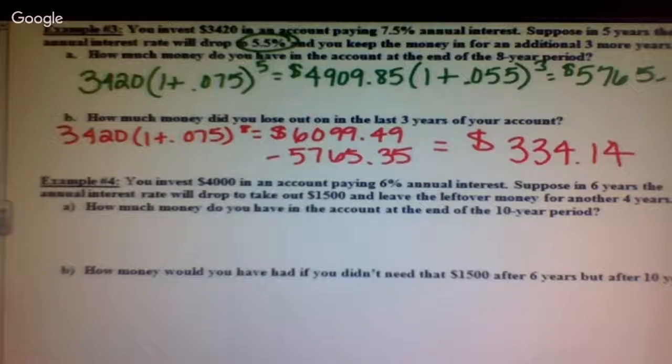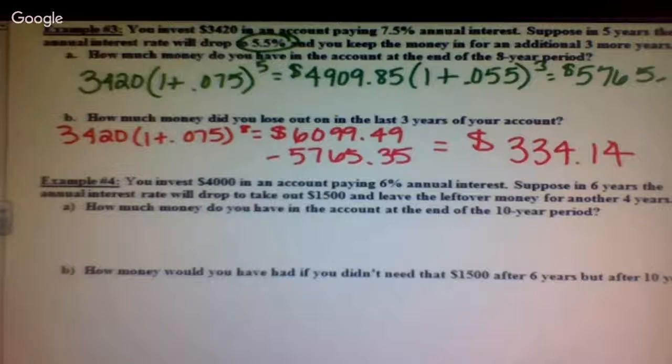Okay, so example 4, you invest $4,000 into an account paying 6% annual interest. If you can find me an account that pays 6% annual interest, please let me know. Suppose in 6 years, the interest rate will drop and we're taking out $1,500. And then we're going to leave the leftover for another 4 years. They want to know how much money do you have at the end of the 10-year period.